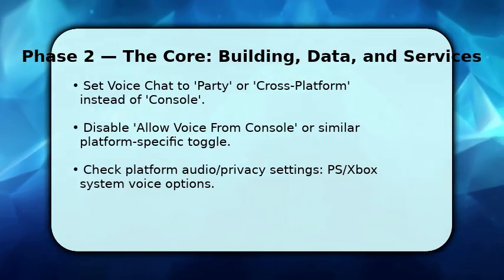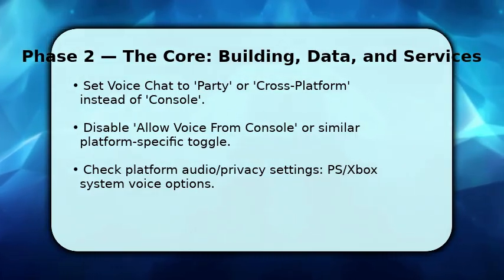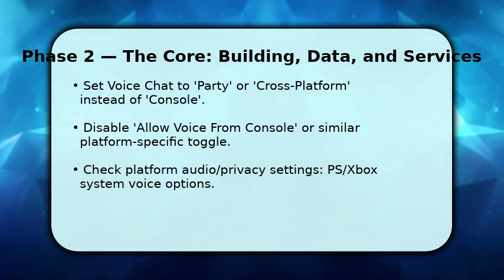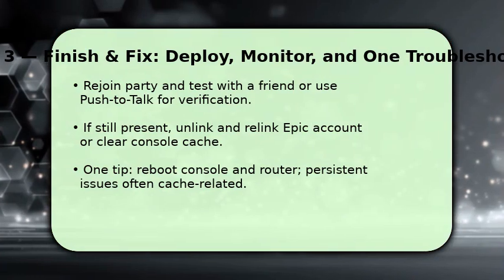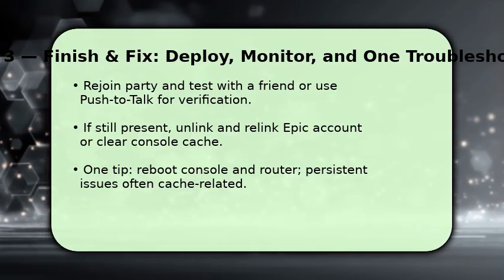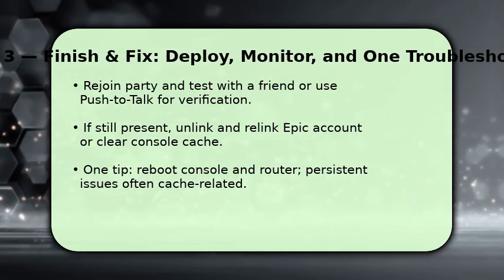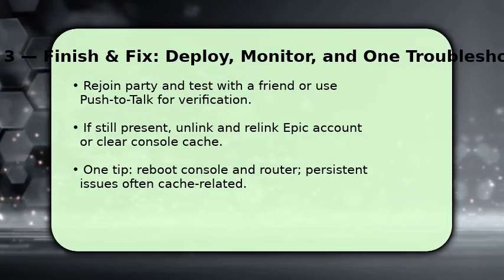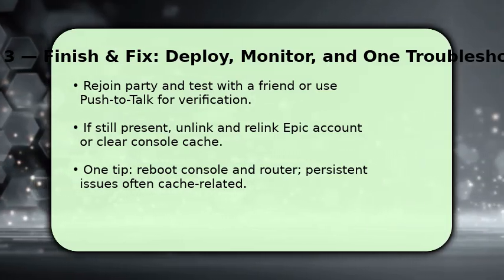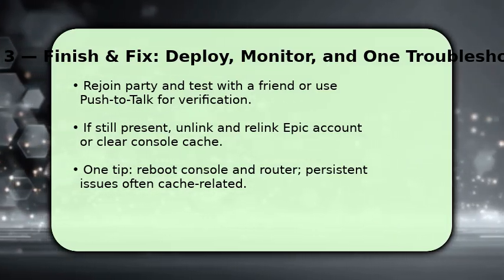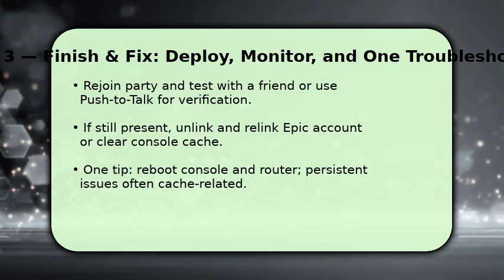After applying these changes, rejoin the party and verify others hear you on the unified channel. Finish by rejoining the party and running a live test so you confirm the console-only channel is gone. If you still see it, unlink then relink your Epic account on the console, clear the game cache, and ensure no third-party chat app is forcing a separate stream.